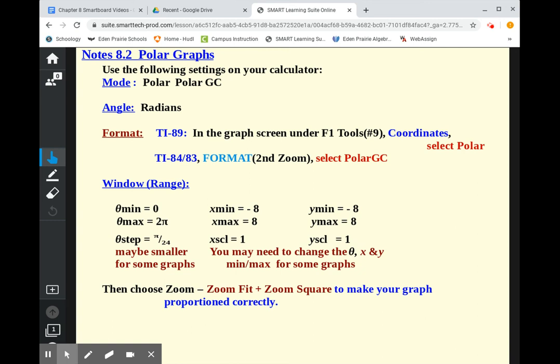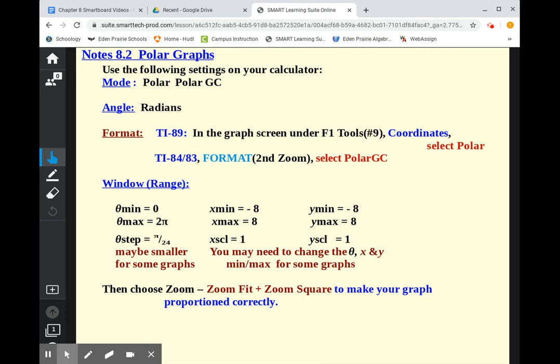8.2 polar graphs. In 8.2, we're going to be talking about how to graph these different things from the polar form, how to graph polar graphs where you're not able to actually graph them on a rectangular grid. You could, but you just don't have the correct type of graph, as far as the polar grid gives you the radius and theta. So we're going to look at those.